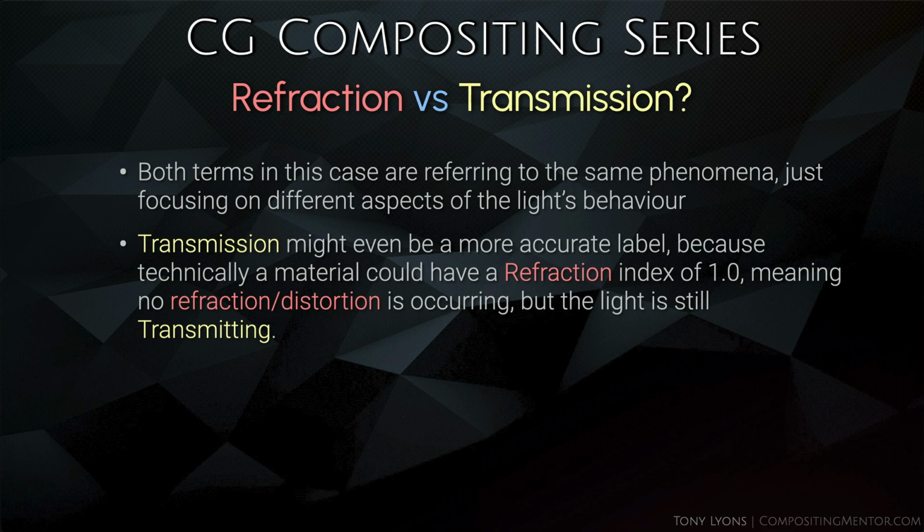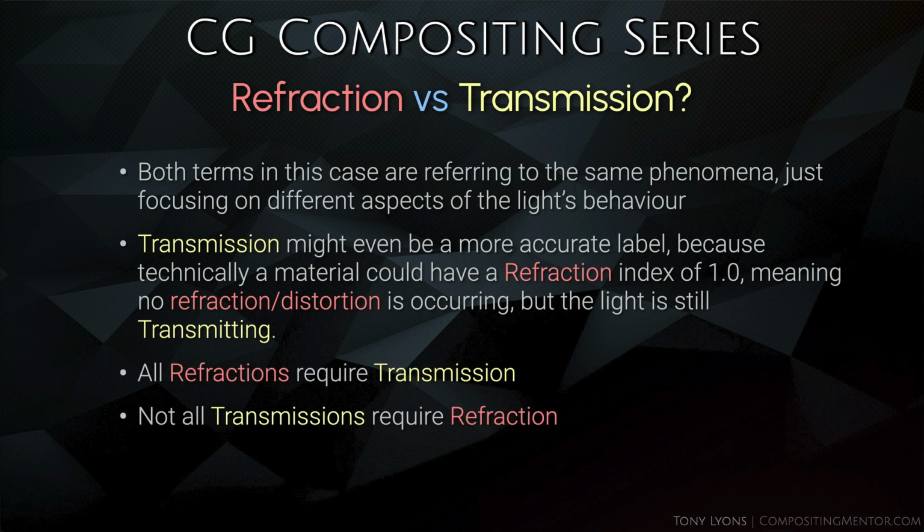Transmission might even be a more accurate label because technically a material could have a refraction index of 1.0, which is a setting that you could change in the material, meaning that no refraction or distortion is actually occurring, but the light is still transmitting through the object. In other words, all refractions require transmission, but not all transmissions require refractions.